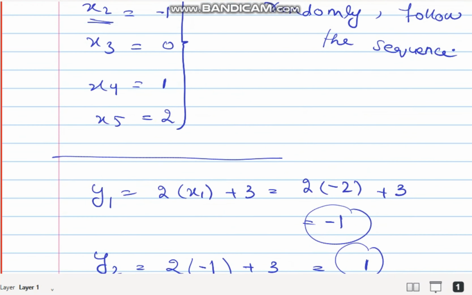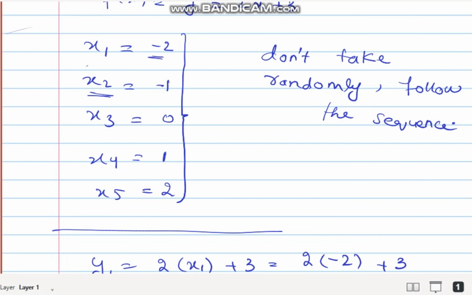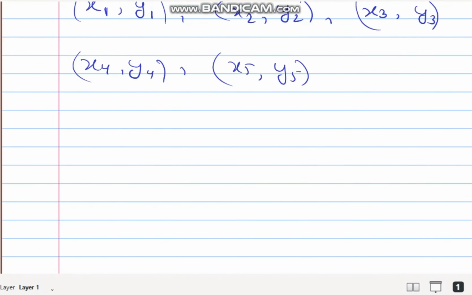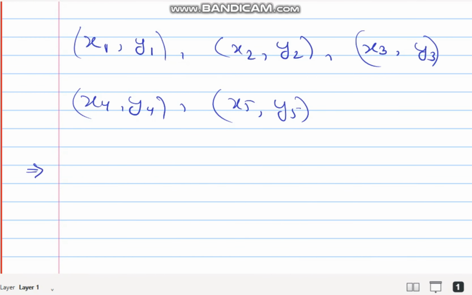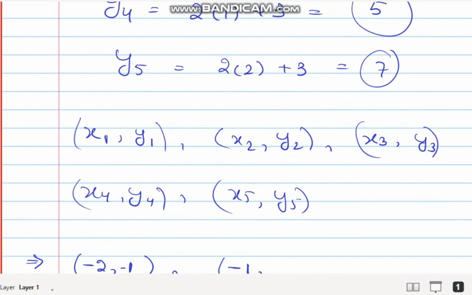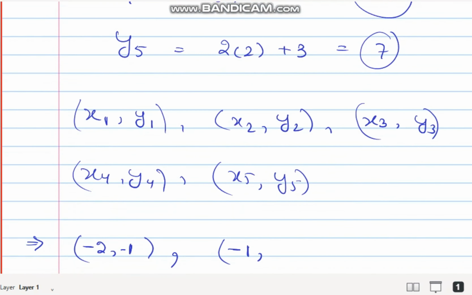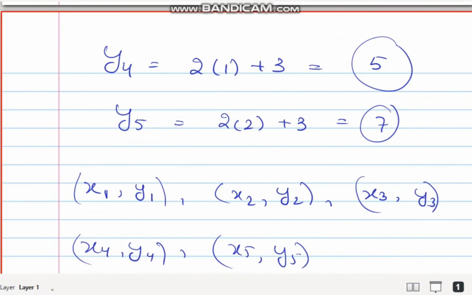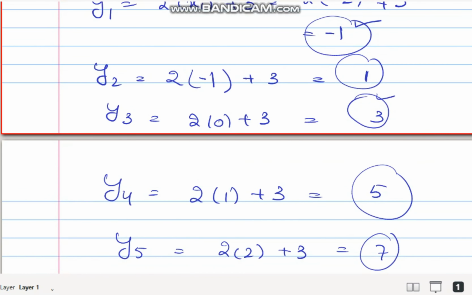We know x1 is minus 2, and y1 is minus 1. Just write in this form: x1, y1 is minus 2, minus 1. This is the first point we have. The second, x2 is minus 1, and y2 is 1. Similarly the third point, x3 is 0, and y3 is 3.